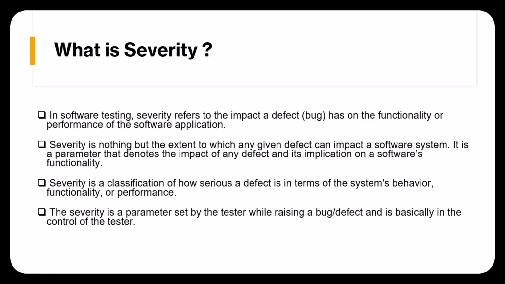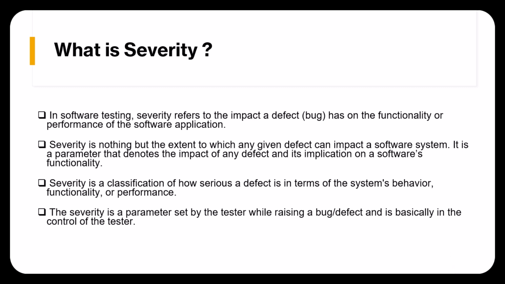So, now we'll start with the topic: what is severity. In software testing, severity refers to the impact a defect or bug has on the functionality or performance of the software application. This is all about how serious a bug is in terms of its impact on the software. Severity tells us how badly a defect affects the system functionality. For example, if a bug causes the application to crash, then it's a high severity issue. If it is a minor visual bug like a button color mismatch, it is going to have a low severity.